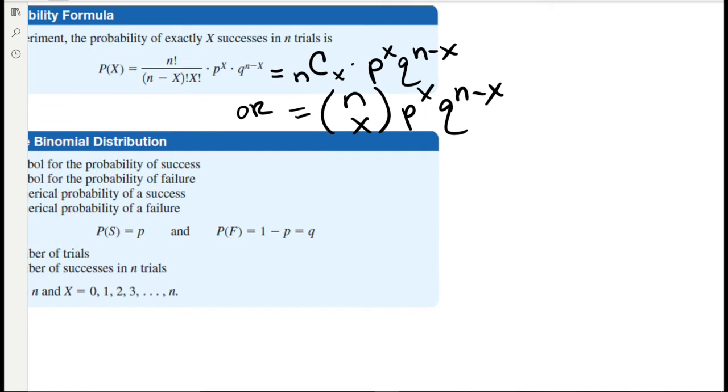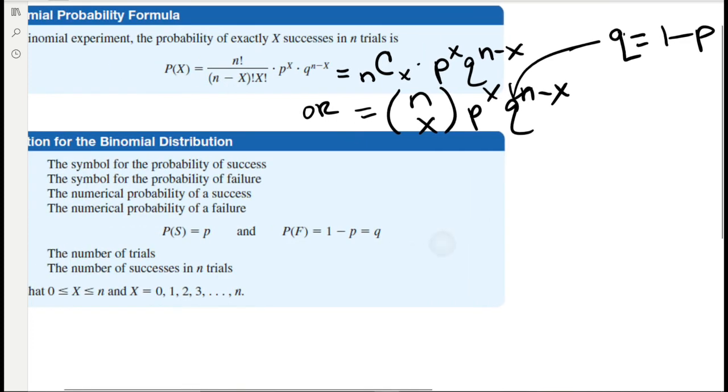Remember, to find q, all you have to do is take 1 minus p. So the formula for q is equal to 1 minus p. If you know that p is 1/2, then q is 1/2. If p is 1/3, q is 2/3, and so on. So that's how you find q.